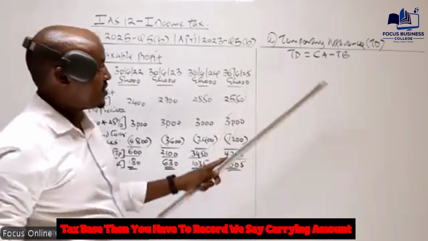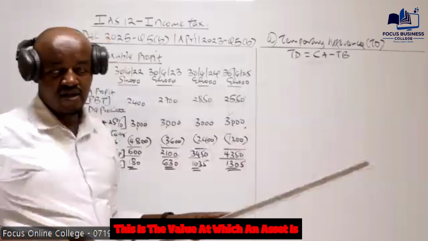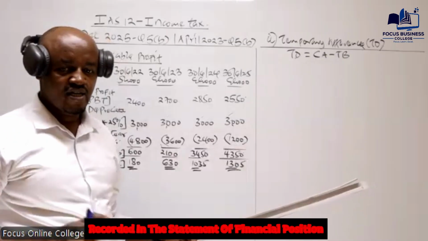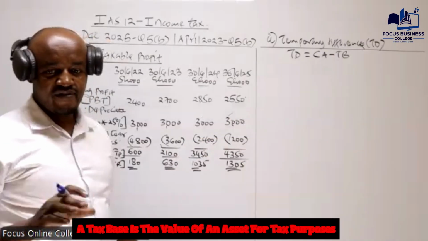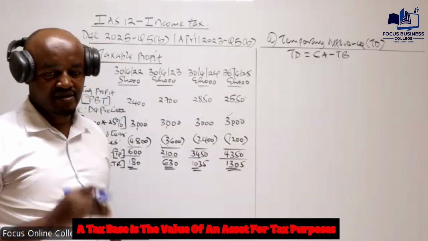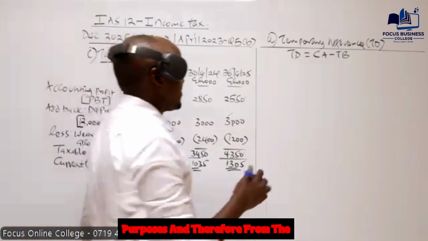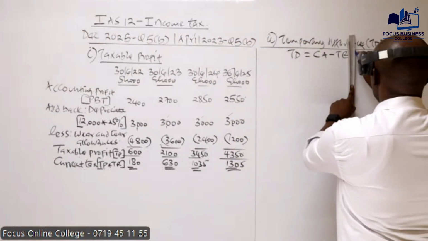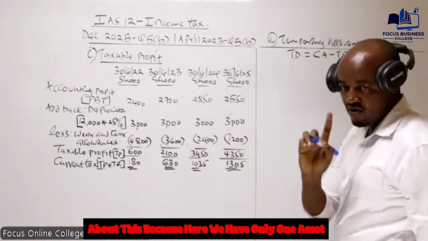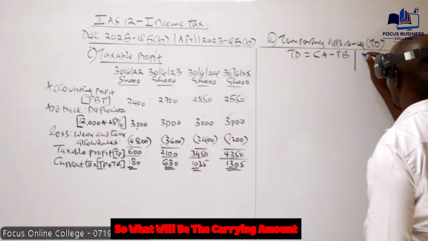Then you have to recall, we said the carrying amount is the value at which an asset is recorded in the statement of financial position. A tax base is the value of an asset for tax purposes. And therefore, from the information we have here, because we have only one asset, what will be the carrying amount?